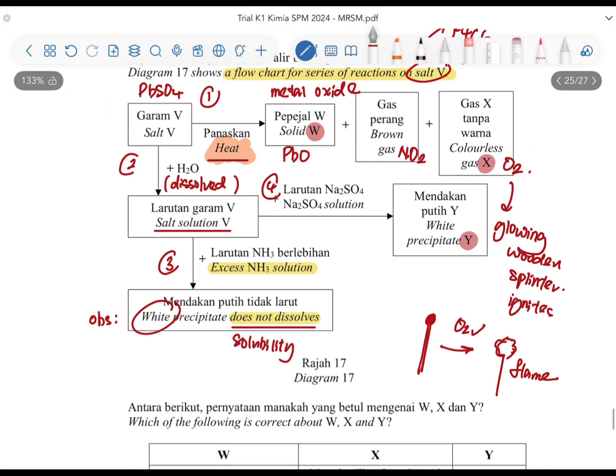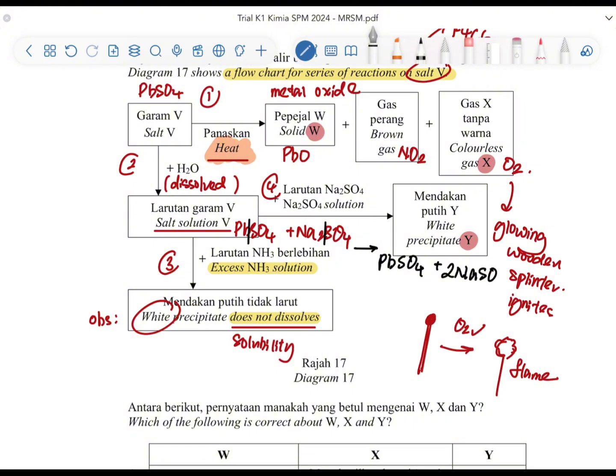Okay, we already found W and X. Next we are going to find Y. Let's say the salt solution V is also the lead sulfate. After it reacts with the sodium sulfate, actually they are just changing places only. They simply change their places, so they will form lead sulfate with the sodium.